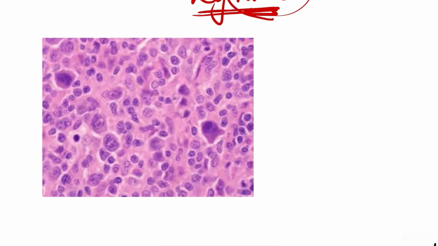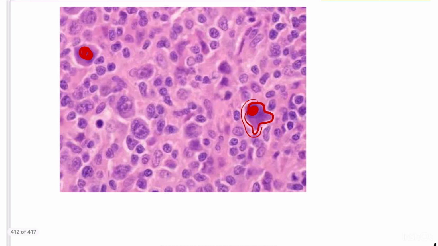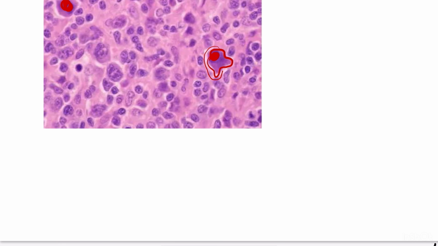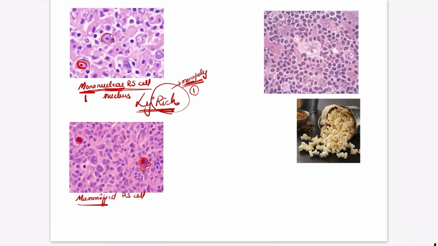Here the RS cells are present, but they have a dense pycnotic nucleus. The nucleus is dense and pycnotic, and the cytoplasmic membranes are irregular. So these are called mummified RS cells. Mummy means an Egypt mummy. It's a dead body. Hence these cells are dead degenerating RS cells. Dead degenerating RS cells are called mummified RS cells.